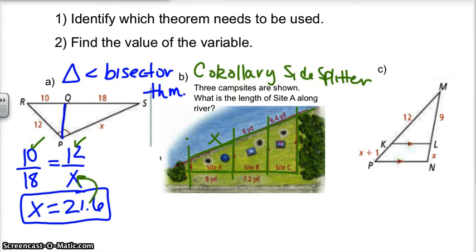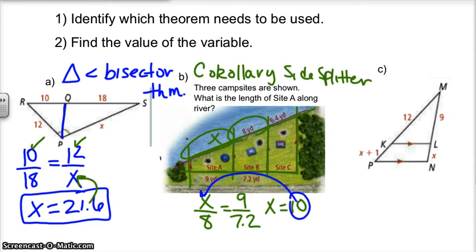All right, so setting up a proportion. I'm going to say that x over 8, this length over that length, is going to be proportional to 9 over 7.2. Again, cross multiply. I ended up with x equals 10. If you wanted to plug the 10 back into the proportion, that fraction should be the same as the other fraction.